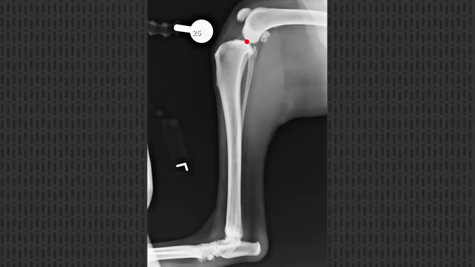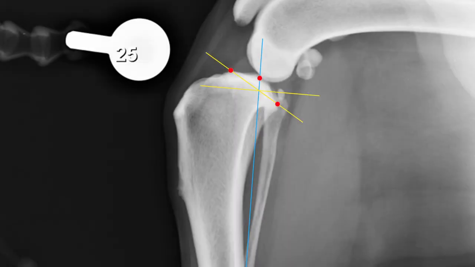Connect the proximal tibial mechanical axis point to the distal tibial mechanical axis point with a line to define the tibial mechanical axis. Draw a line perpendicular to the tibial mechanical axis at the intersection of the proximal tibial joint reference line and the tibial mechanical axis.